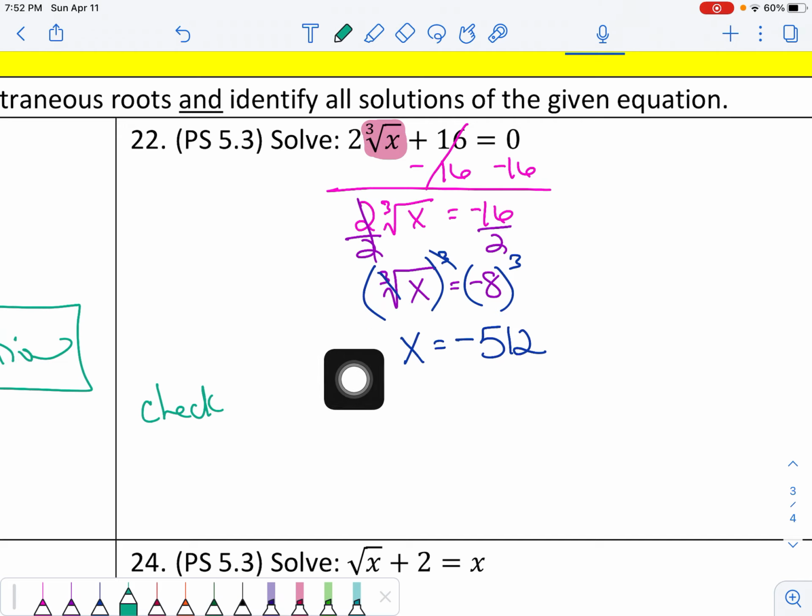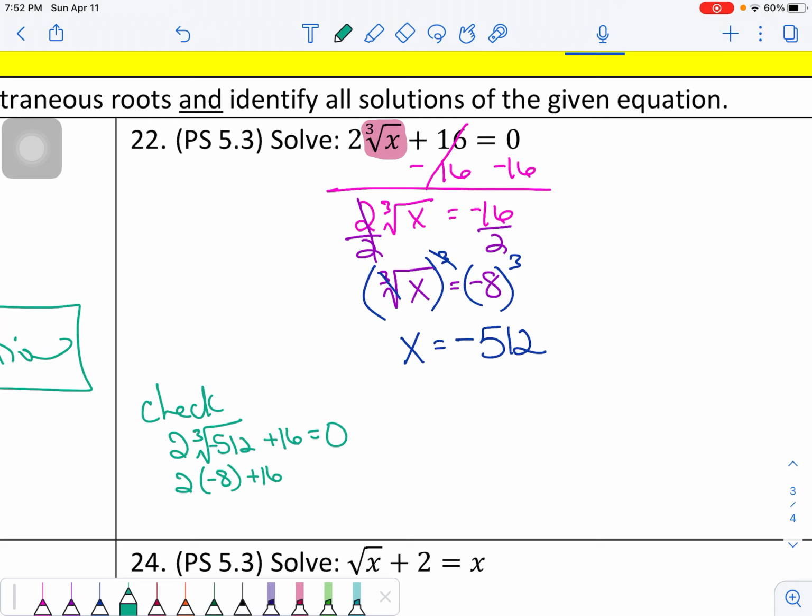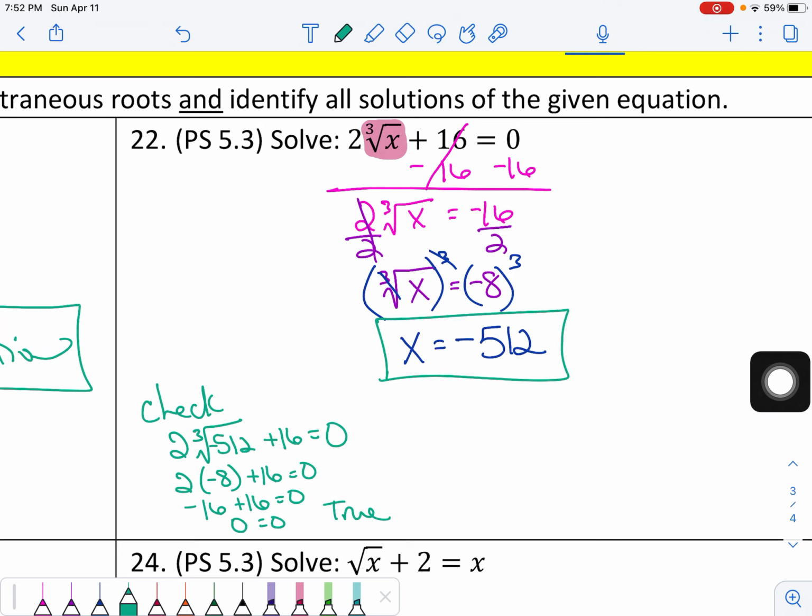So again, we're going to take this answer for x, go back to the original problem before any changes were made to it. So we're going to do 2 times the cube root of, whoops, there's a negative 512 there, plus 16 is equal to 0. So the cube root of negative 512 is negative 8. So 2 times negative 8 is negative 16 plus 16. So we're going to get 0 is equal to 0. That is a true statement. Because this checks true, I now know that this is the correct answer. So yes, x does in fact equal negative 512.